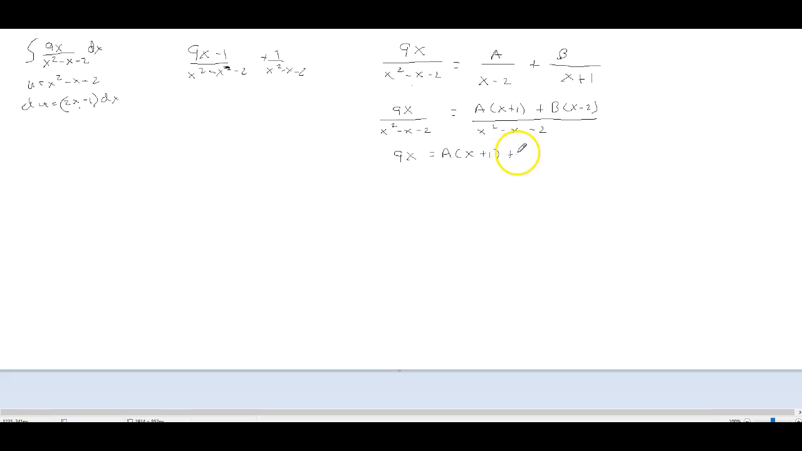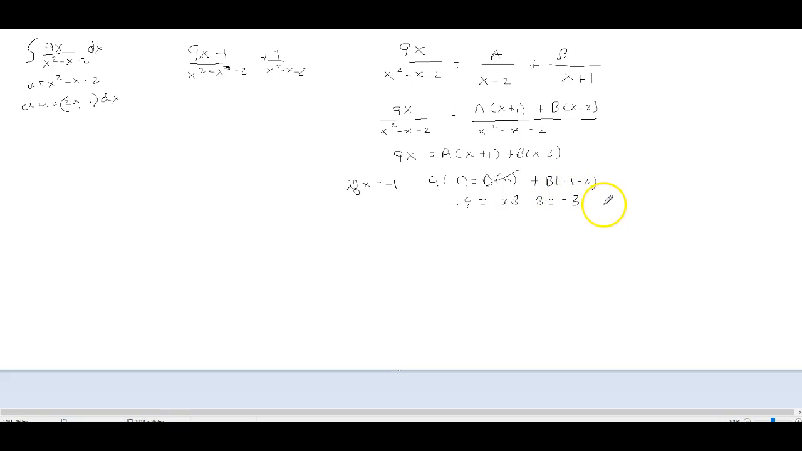Now there's a cute little trick by which I can get the top resolved. It has to work for any x, so I'm going to pick what makes one of these two things go away, because I've got three variables and I don't really want three variables. It's got to work for all x's, so I can pick any x I want to check. So I'm going to check if x equals negative 1. When I do that, I get 9 times negative 1 equals A times (negative 1 plus 1), which is 0, and so that goes away. Then B times (negative 1 minus 2). So I get negative 9 equals negative 3B, and B must be equal to negative 3.